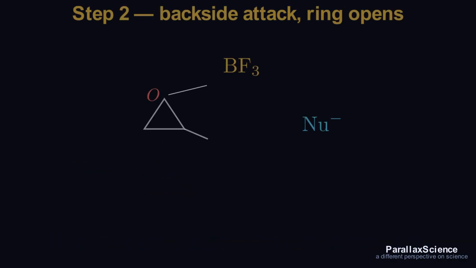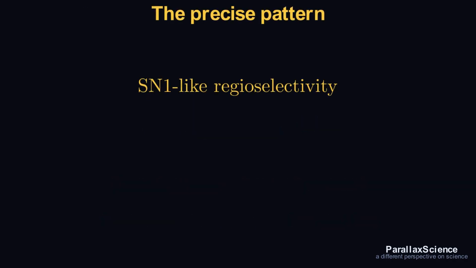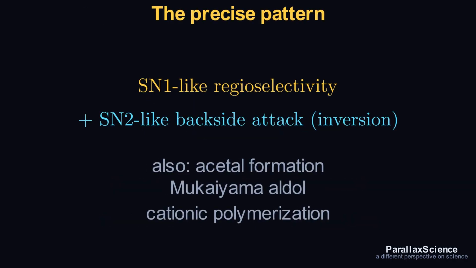A nucleophile now attacks the more substituted carbon, from the backside. The carbon-oxygen bond breaks, and the ring springs open, with inversion of configuration. The pattern is precise. Acid activation gives SN1-like regioselectivity, but the attack itself is SN2-like, from the back. The same Lewis acid also drives acetal formation, the Mukaiyama aldol, and cationic polymerization.